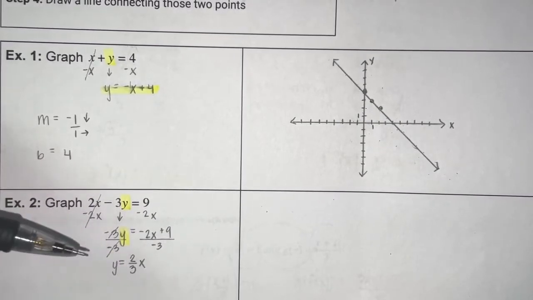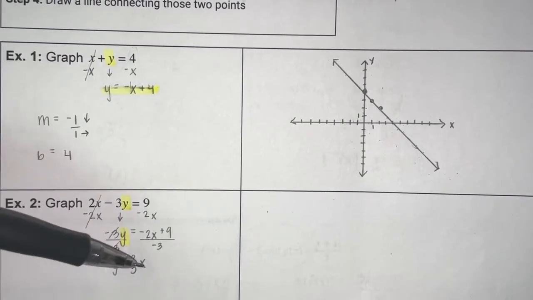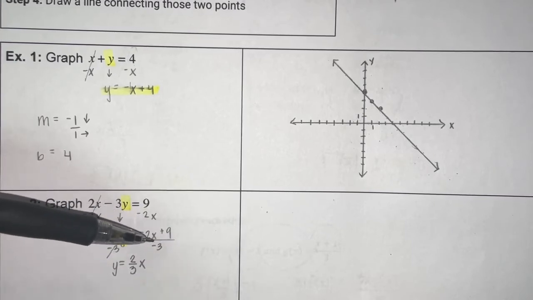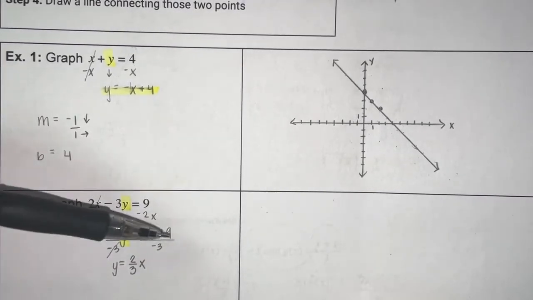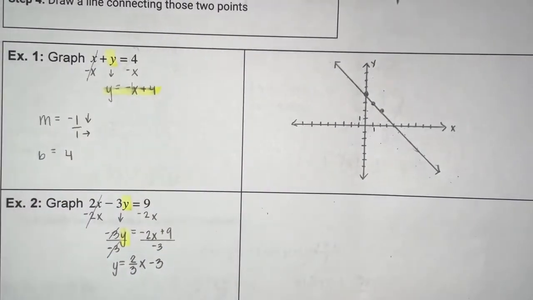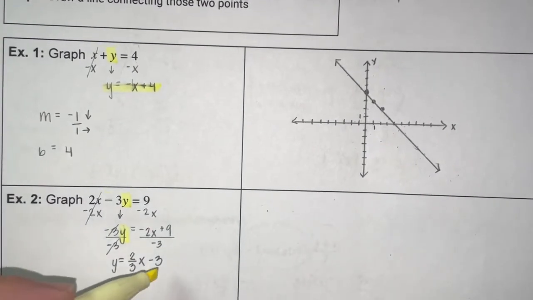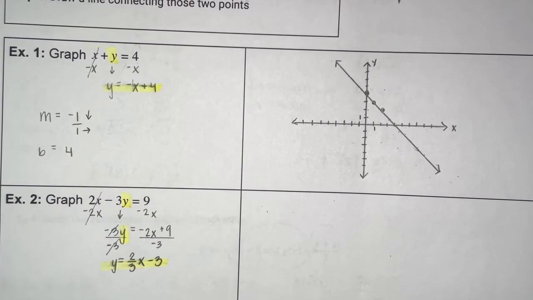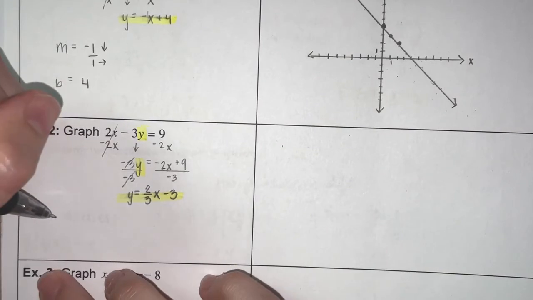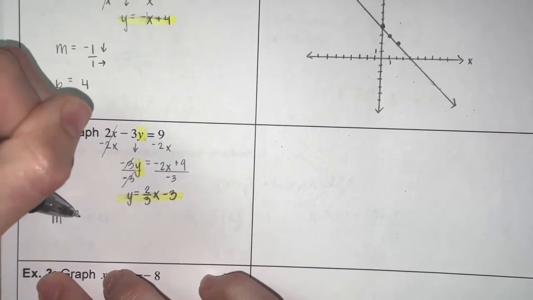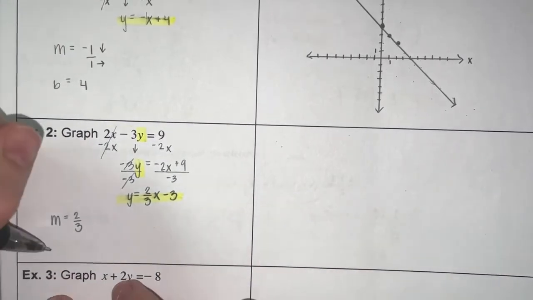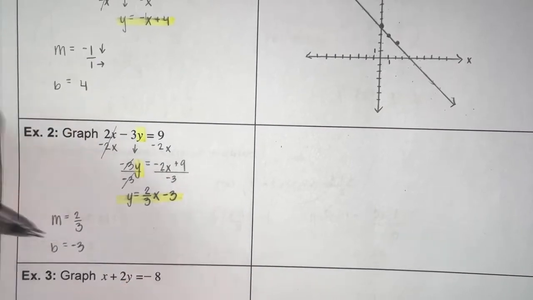So positive 2/3 x, and then 9 divided by negative 3. So a positive divided by a negative is a negative. So 9 divided by negative 3 is negative 3. So y equals 2/3 x minus 3. And then now I can see what my slope and y-intercept are. My slope is the number multiplied by x, so m is 2/3. And then b is the constant, so in this case the constant is negative 3, so b equals negative 3.